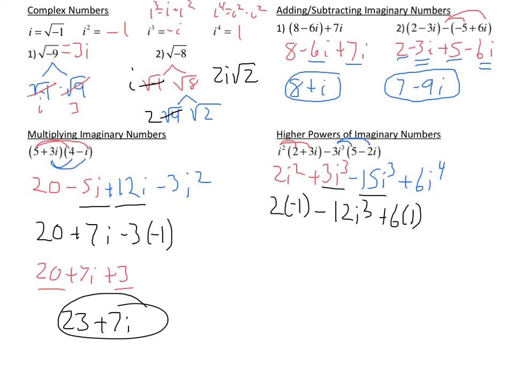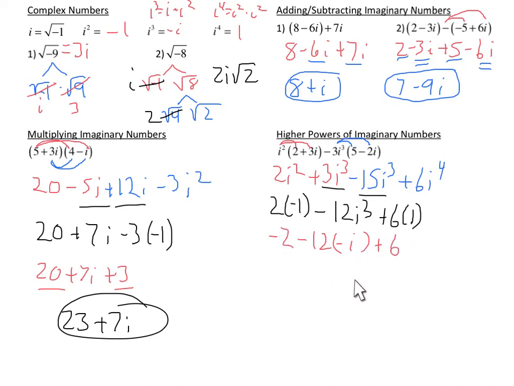Now, can we still get rid of i cubed? Isn't i cubed negative i? So 2 times negative 1 is negative 2. i cubed, we said, is negative i. It's on the top. And 6 times 1 is positive 6. So that becomes negative i. This is simplified. This is simplified.